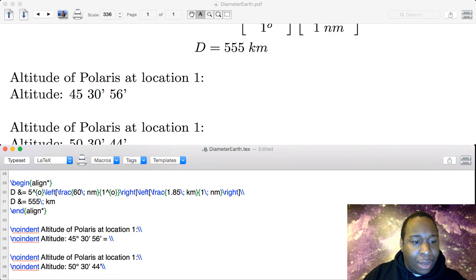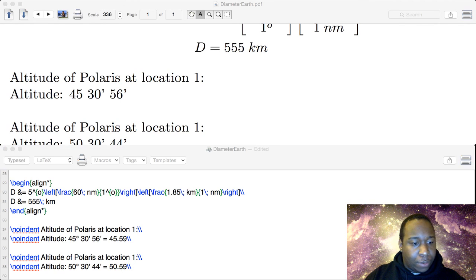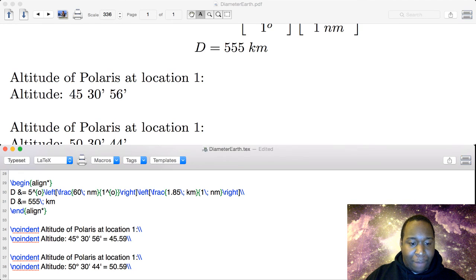Or wait, did I get that? No, 45.59. And for the other one, I'm just going to assume, of course, we're going to keep the 0.59. And this is going to be 50.59. It might be a little bit different, but that's cool. 45.52-ish. Thanks, Keeper of Maps.